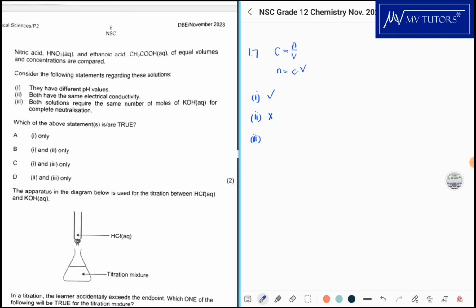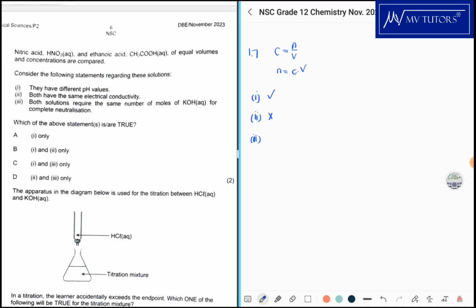all right, it says both solutions require the same number of moles of potassium hydroxide for complete neutralization. Okay. Yeah. So for neutralization, I mean, I would say no. I would say nitric acid will work well because it's a strong acid. You have a strong base, so they will both neutralize each other. But because they say complete neutralization, time here is not really a factor.